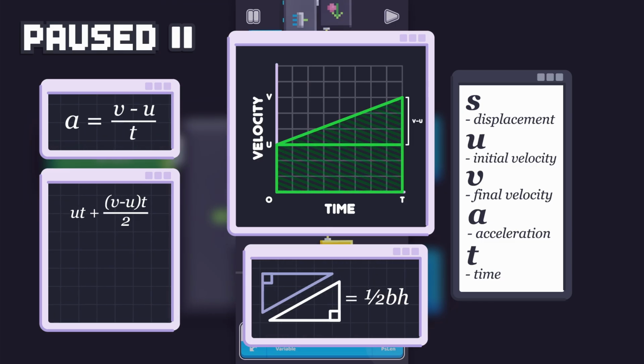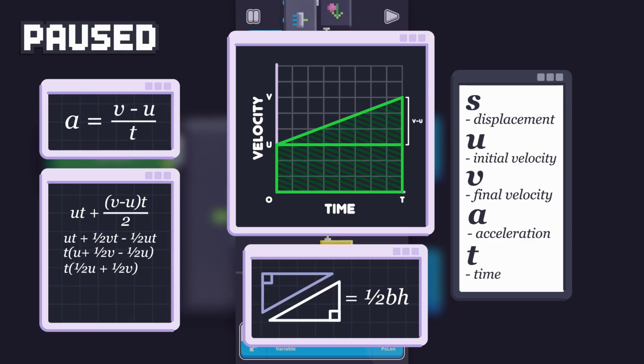Now let's find the sum of these two areas. Let's expand the area of a triangle and get rid of all of these brackets. Then we have a common factor of t, so we can put that outside. u minus 1/2 u is equal to 1/2 u, and now we can rewrite this as s is equal to u plus v over 2 times t.